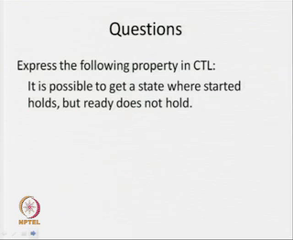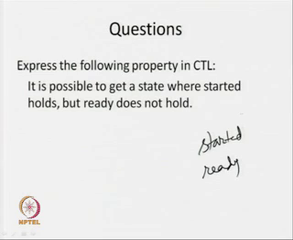Now, just look at another way of looking into the CTL formula. What I am saying is: express the following property in CTL. Is it possible to get a state where started holds, but ready does not hold? If you look at this statement, we can capture two keywords: one is started and another one is ready. That means these two are my atomic propositions.